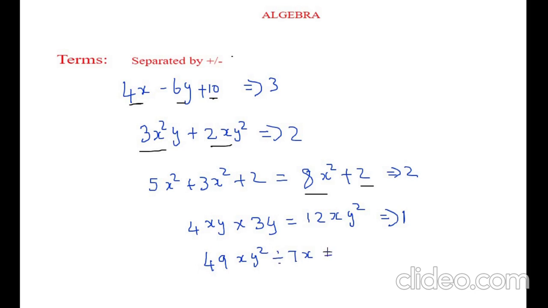So we can write this as 49xy square divided by 7x. x and x would get crossed out. 7 times 7 is 49, so this would be crossed out. So our final answer would be 7y square. So 7y square is a single term expression. So there is only one term in this. Is it clear now?